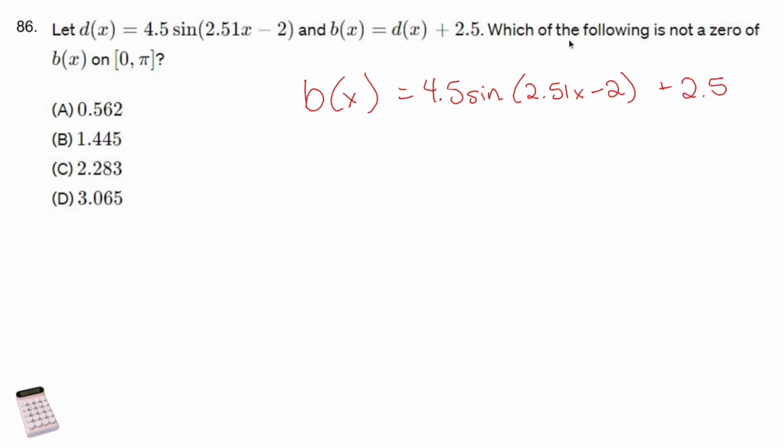So what I need is to zero in on 0 to pi, and graph this on a graphing calculator and find out which one of these is not a 0, which means 3 of these will be. So let's go to our calculator and see what happens.